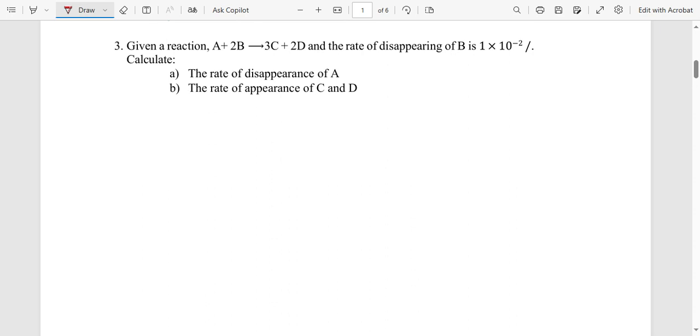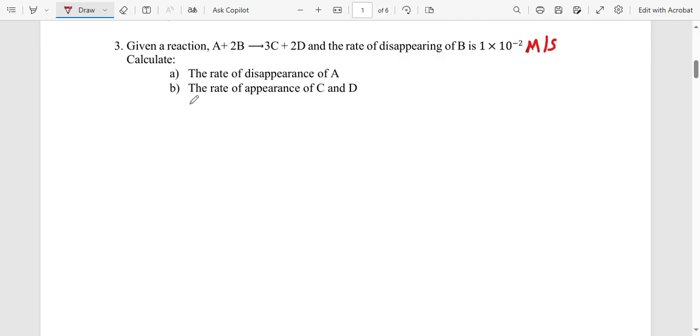Number 3 is saying, given a reaction A plus 2B producing 3C plus 2D and the rate of disappearance of B is that. The rate of disappearance is supposed to be molar per second. And then it's saying calculate the rate of disappearance of A and then that.